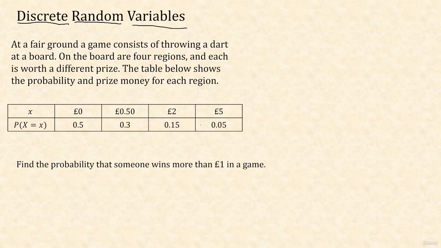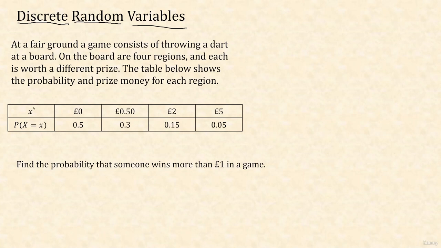Now notice that these probabilities add up to 1. They have to. That is a fundamental requirement of a discrete random variable, that the probabilities add to 1, because if you play this game, something has to happen. So find the probability that someone wins more than £1 in the game. Well, that's quite simple. It's just the probability of winning 2 or 5, and you can add those together.